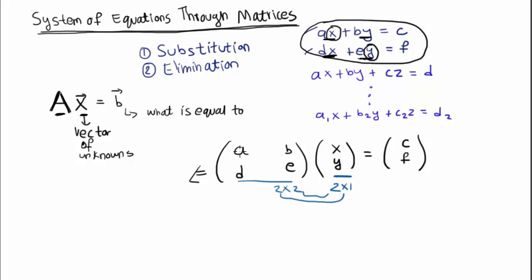So what's the answer? So it's ax plus by, the dot product of the first row with the first column. Right? So I'll get ax plus by. Alright? And then what's the other one? So dx plus ey. And what's that equal to? Well, that's equal to c, and that's equal to f. Okay? So yeah, these two are exactly the same thing. Okay? The only thing now is that this right here is in the form of matrices. So let's hop on over to the next slide, and we'll actually solve an example of this.